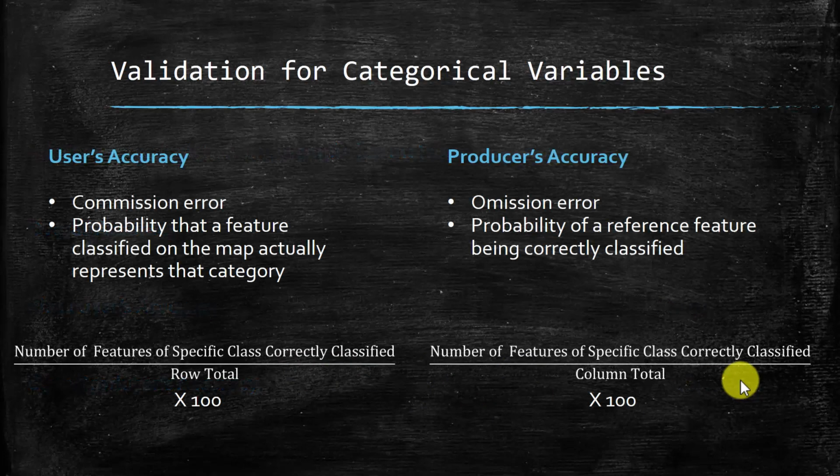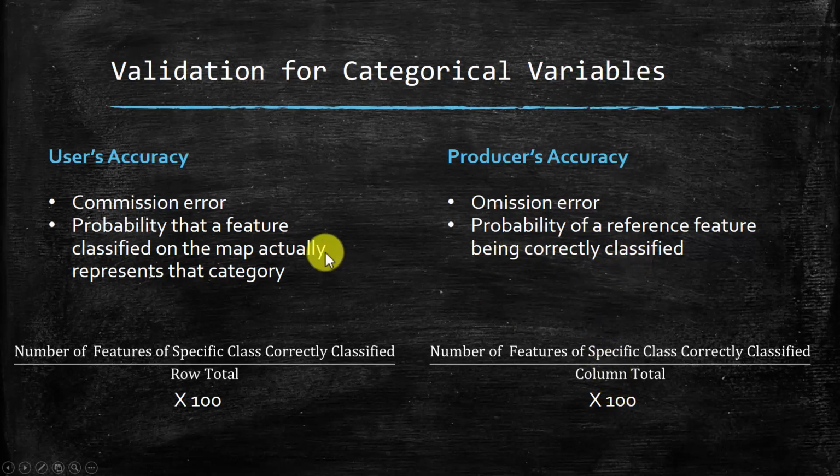Here's a little more additional explanation associated with user's and producer's accuracy. User's accuracy is the correct divided by the row total for that class. That's considered a measure of commission error. So basically, it was included in the incorrect class. It's the probability that a feature classified on the map actually represents that category. And then the producer's accuracy is omission error. So it wasn't included in the correct class. That's the probability of a reference feature being correctly classified, again, divided by the column total.